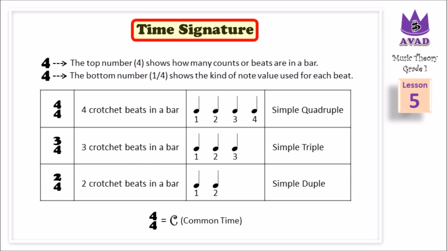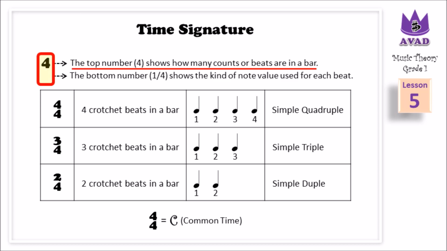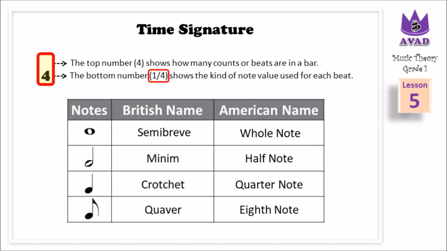Time signature. The top number, 4, shows how many counts or beats are in a bar. The bottom number, quarter, shows the kind of note value used for each beat. The number, quarter, refers to the American name of the crotchet note.